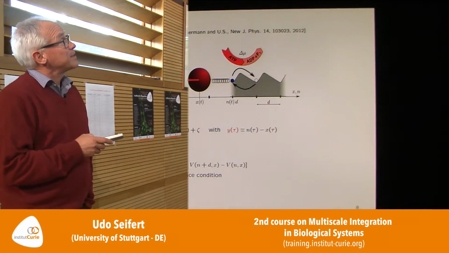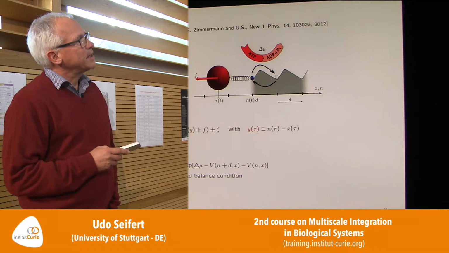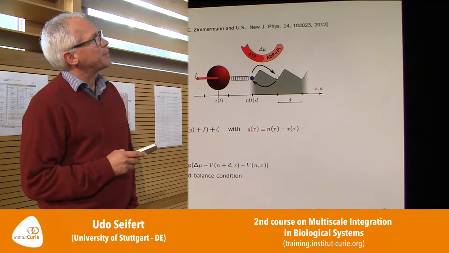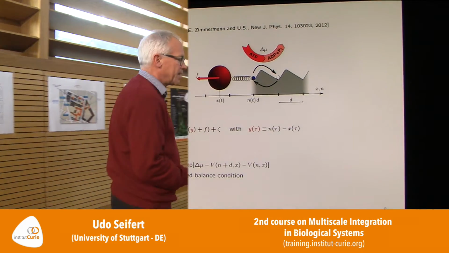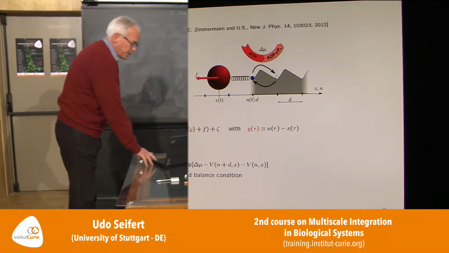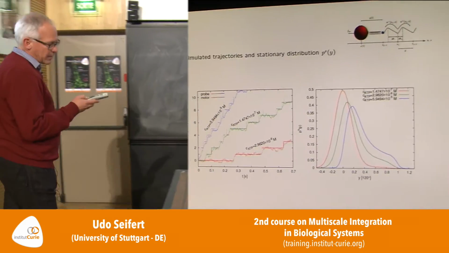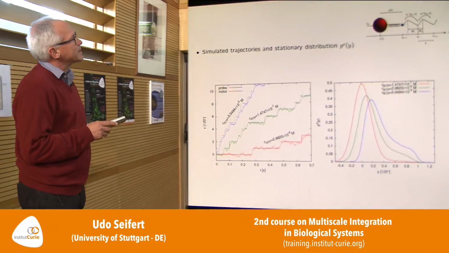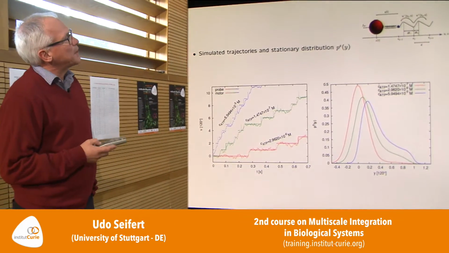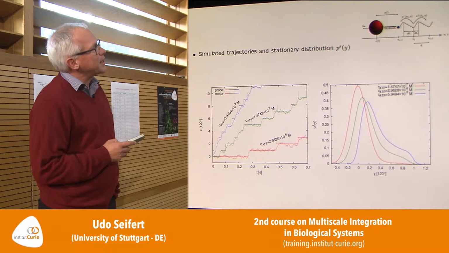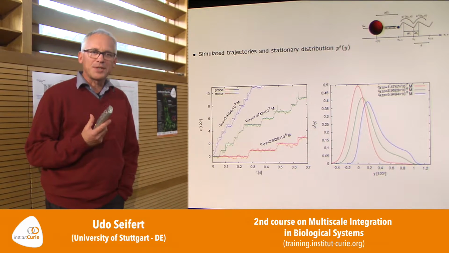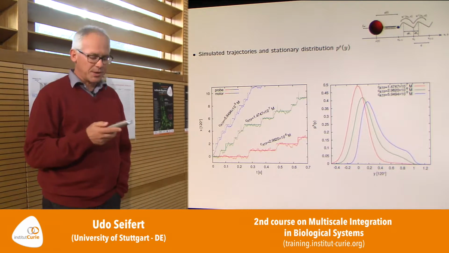Okay, looks like a very simple model, but still you can't solve it analytically, even if that's a quadratic potential, but you can easily throw it on the computer, and then you get traces like this. Now you see the advantage of the simulation compared to experiment, is that you see both. You see the probe particle and the motor.